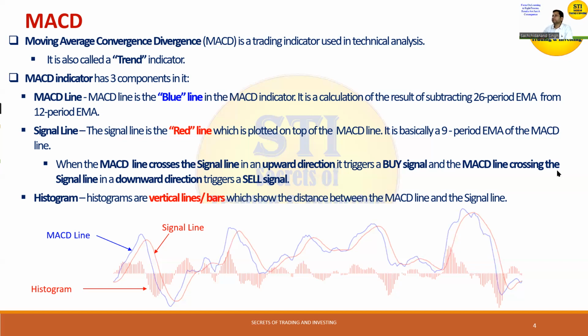So if you look here, when we are calculating how the blue line is getting formed, they are calculating the 26 period EMA and subtracting the 26 EMA value from the 12 period EMA value. These are the additional information I'm sharing. In reality, you don't need to know about these calculations.